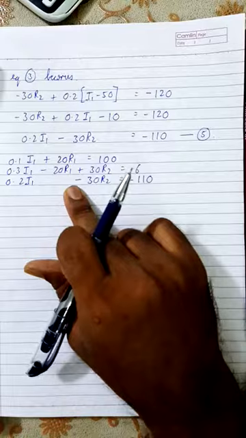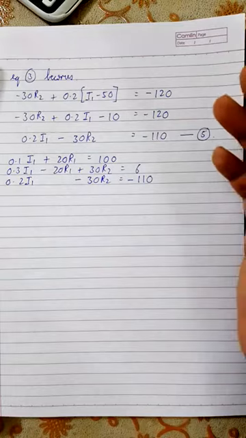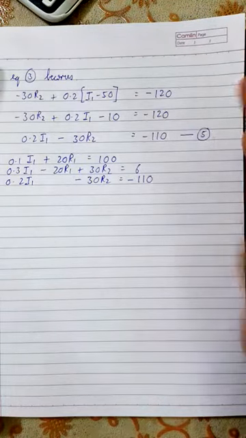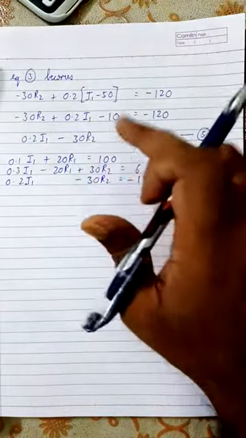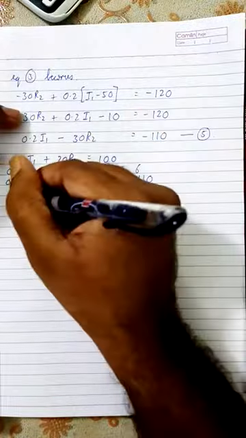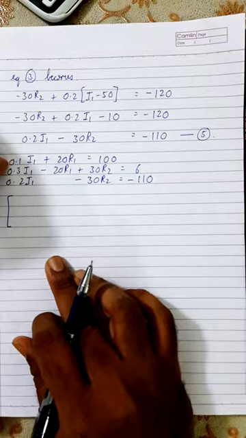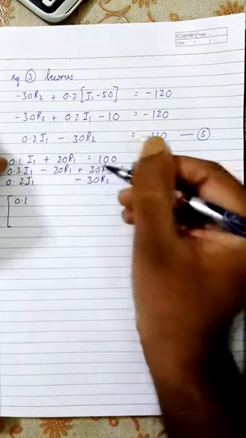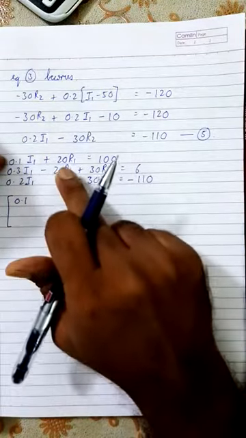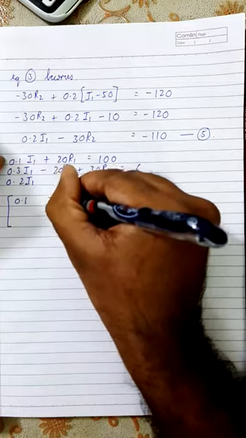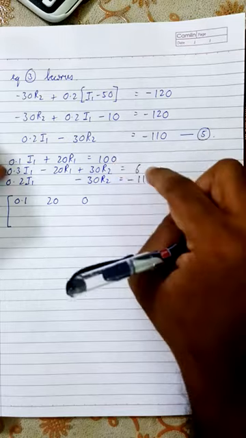If you can see, these three equations only have I1, R1 and R2. Just like in the previous problems, there used to be I1, I2 and I3. Here it is I1, R1 and R2. So now I'm going to apply matrix form to these equations, which means three equations, three rows. The coefficient of I1 is 0.1 in the first equation. The coefficient of R1 is 20 and the coefficient of R2 is 0, because there is no R2 in the first equation. And what about the second equation?